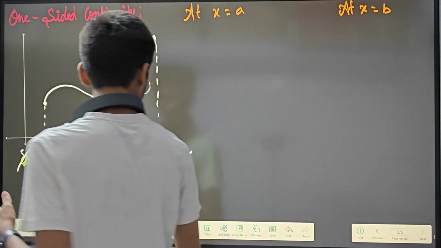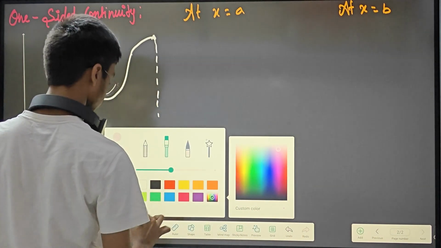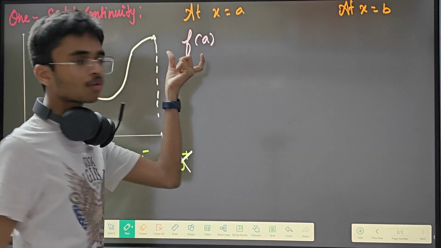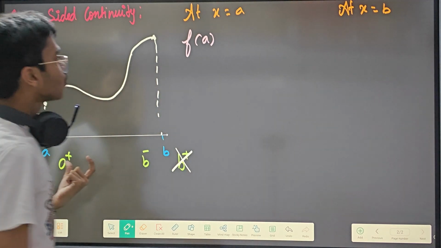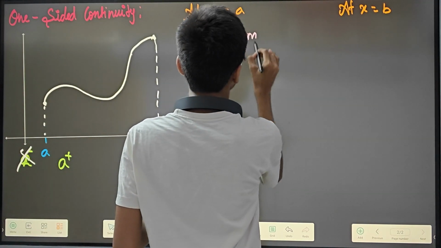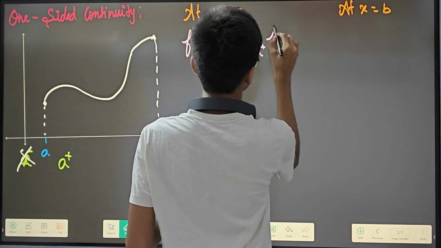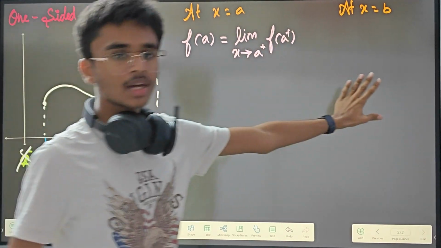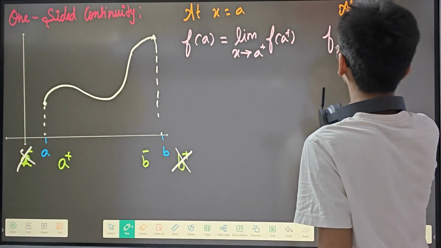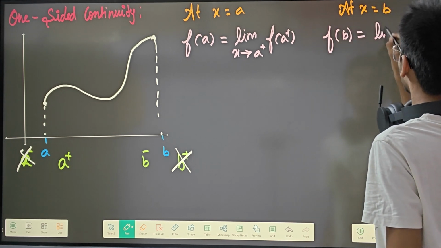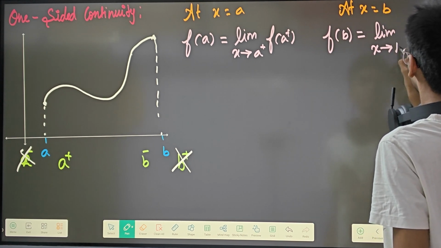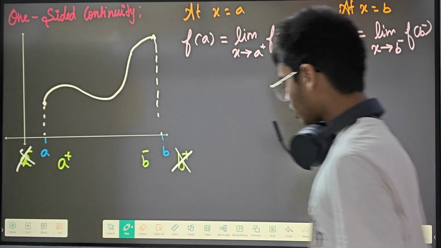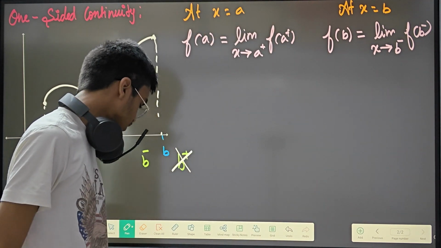So that means f of A you are going to check, and then limit where x tends to A plus, f of A plus you are going to check. Then here also the same thing, where f of B you are going to check, which is equal to limit x tends to B minus, f of B minus you are going to check. Okay, so for these points you are going to check.